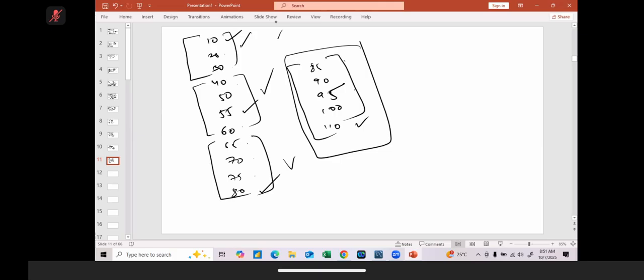Okay. In stratified sampling, we'll pick some from the first group, some from the second group, some from the third group, some from the fourth group as a sample.